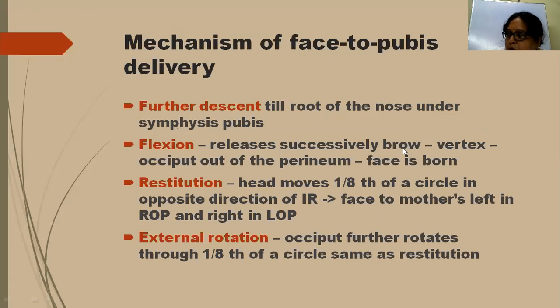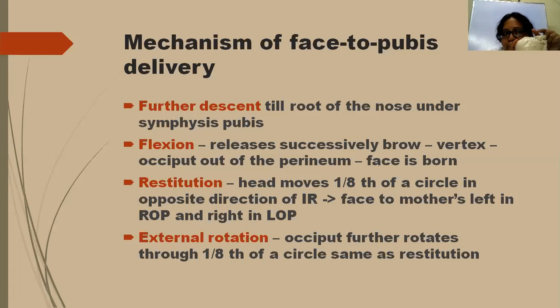First the brow is born. So this is the brow. When the root, then this nose hinges under the symphysis pubis. Delivery is by extension of the head. So the head will extend like this. First, which part is born? The brow, next the vertex, and then the occiput, and then finally the face is born. So it is born like this. Then once it is born, restitution will occur in the direction opposite to the internal rotation through 1/8 of a circle. Then external rotation to 1/8, a further 1/8 in the same direction as restitution.